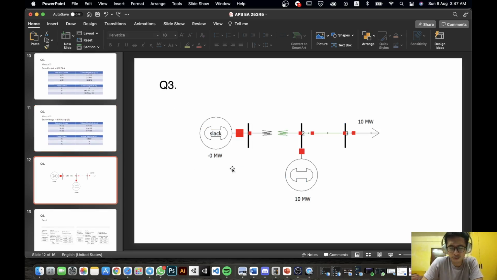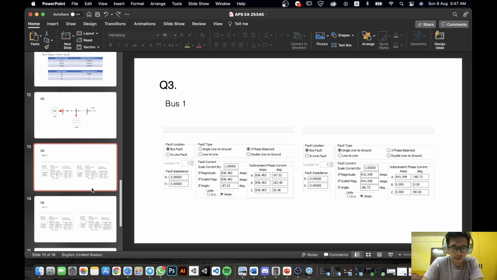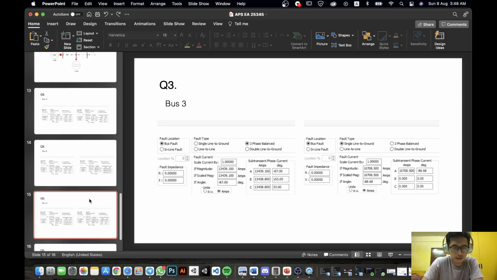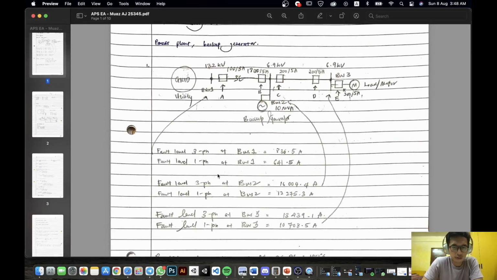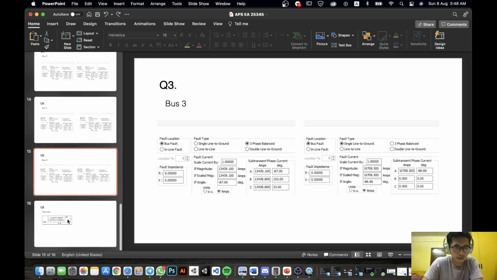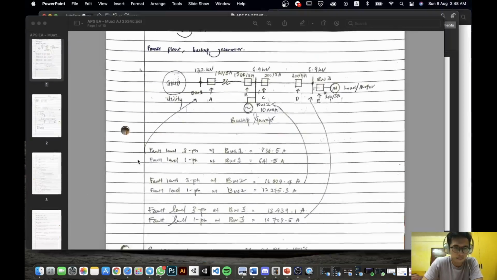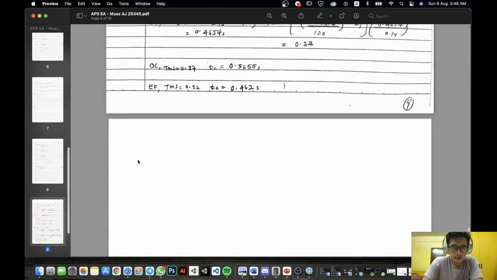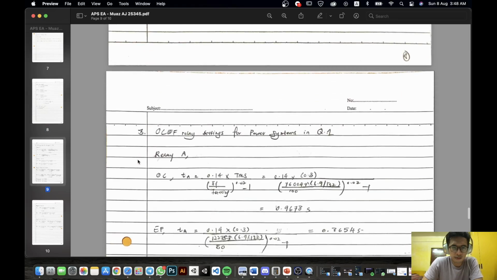Moving to question number 3, we design a circuit based on question number 1 to simulate it, because we want to look for the values of IF for every bus. So bus number 1, bus number 2, and bus number 3 are used here for the calculation for question number 3, and then we use this formula to calculate everything.